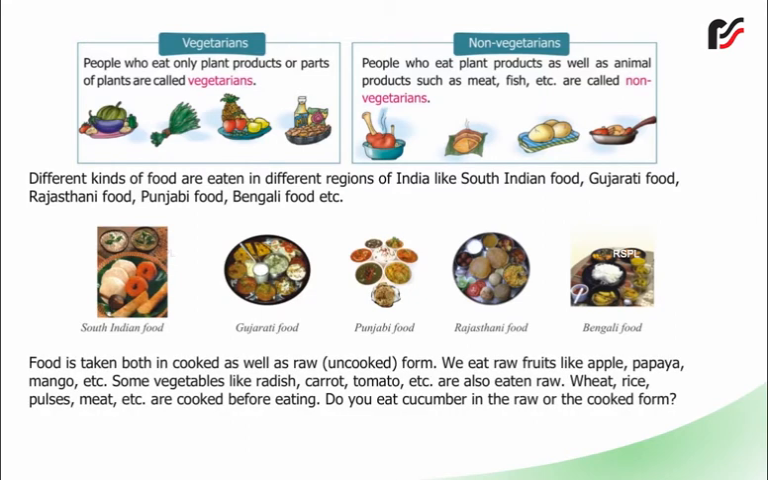Food is taken both in cooked as well as raw, uncooked form. We eat raw fruits like apple, papaya, mango, etc. Some vegetables like radish, carrot, tomato, etc. are also eaten raw. Wheat, rice, pulses, meat, etc. are cooked before eating. Do you eat cucumber in the raw or cooked form?